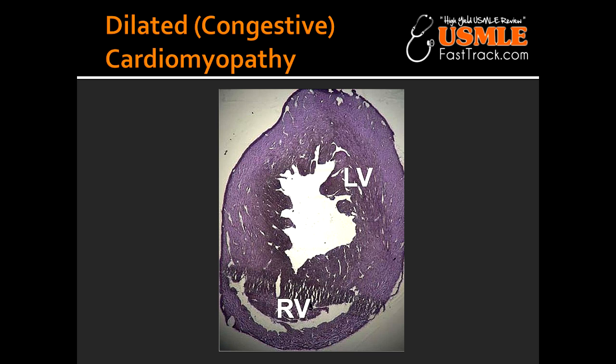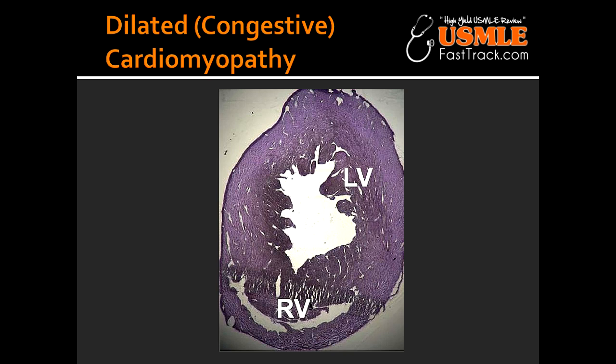Cardiomyopathy. What is the most common cardiomyopathy? The most common cardiomyopathy is the dilated congestive cardiomyopathy, which happens in 90% of the cases. What are some of the etiologies of dilated congestive cardiomyopathy? Some of the etiologies include chronic alcohol abuse, wet beriberi, Coxsackie B virus caused myocarditis, chronic cocaine use, Chagas disease, doxorubicin toxicity, hemochromatosis, and peripartum cardiomyopathy.